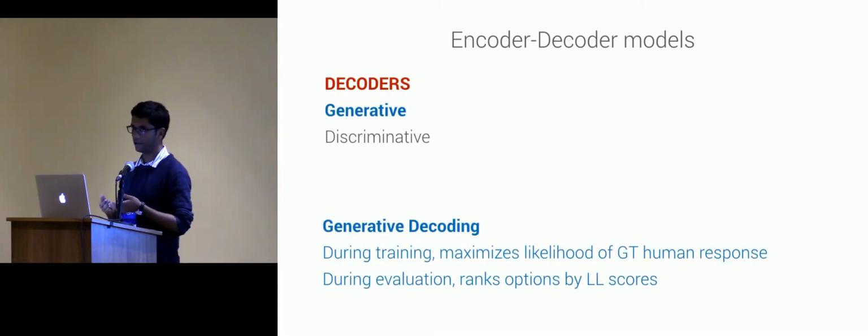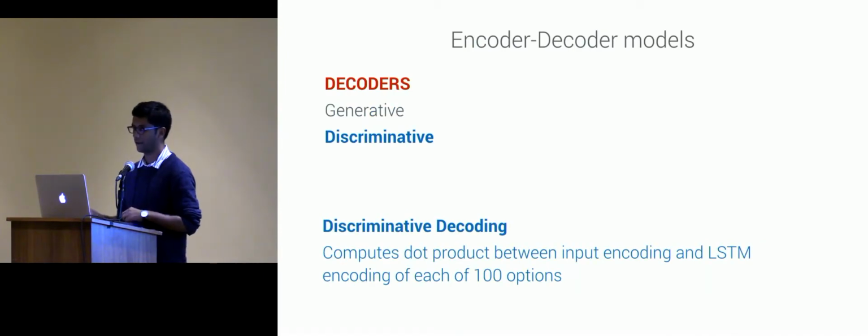The generative decoder does not have access to these candidate answer options during training, and so during training, it's maximizing the likelihood of the ground truth human response. During evaluation, though, we look at the likelihood scores. We rank options by the likelihood scores assigned by the model to these candidate answers, and evaluate on the retrieval metrics I talked about earlier. The discriminative model has access to these candidate answer options even during training, and so can learn correspondences between which options are more likely and so on.